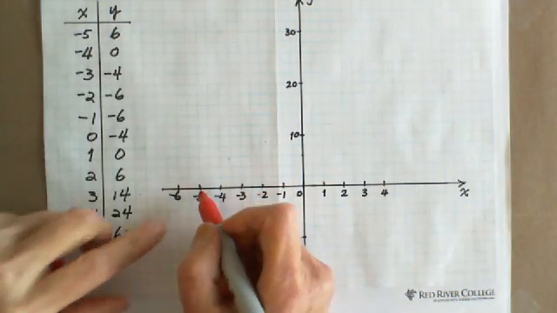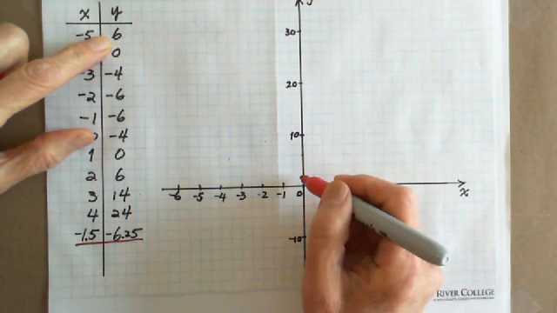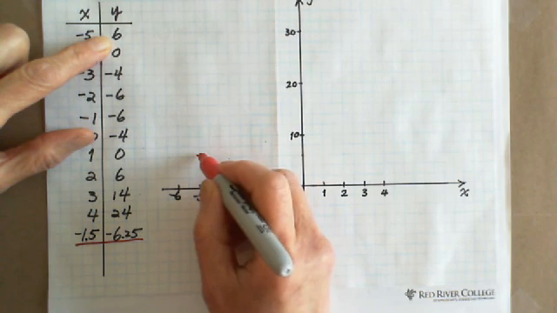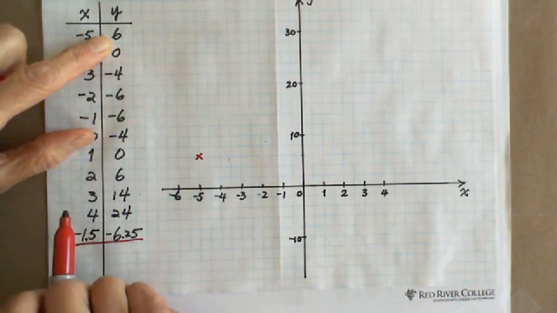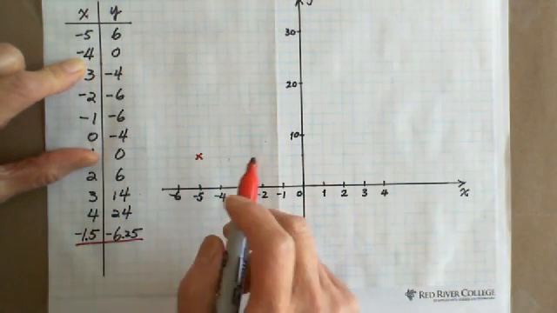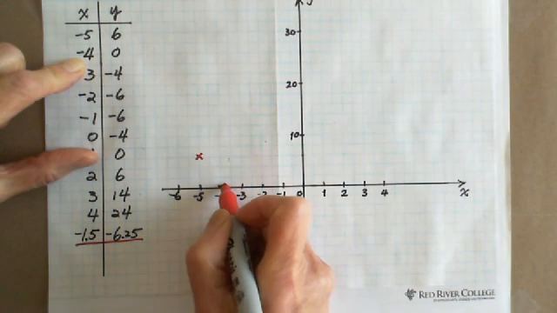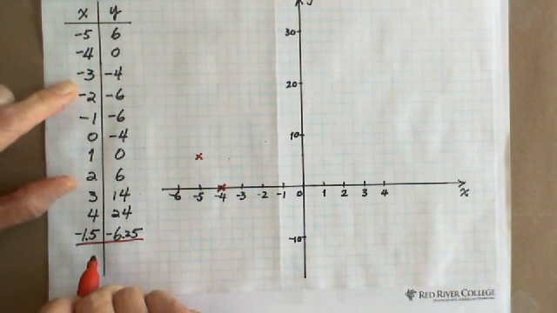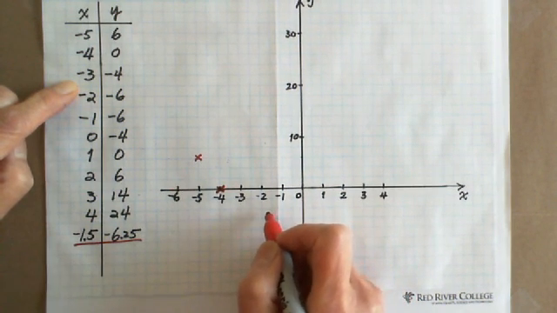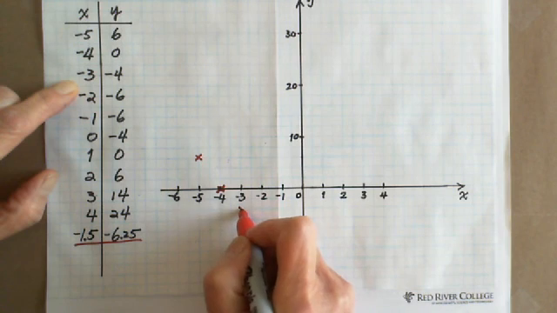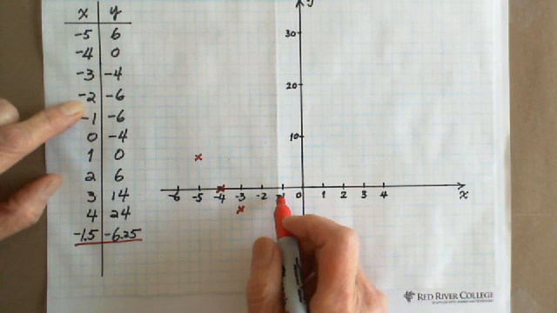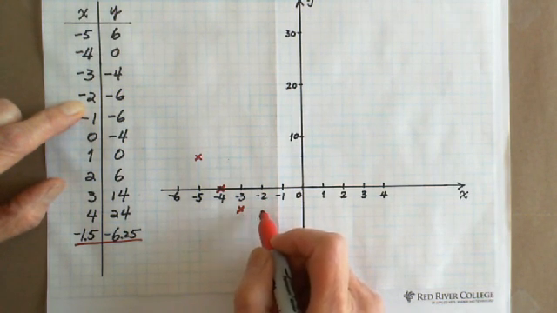X equals negative 5, y equals 6. So 6 is 1, 2, 3 here. This point. X equals negative 4, y equals 0, which is exactly on the x-axis. X equals negative 3, y equals negative 4, down 2 units here. X equals negative 2, y equals negative 6, negative 6 here.